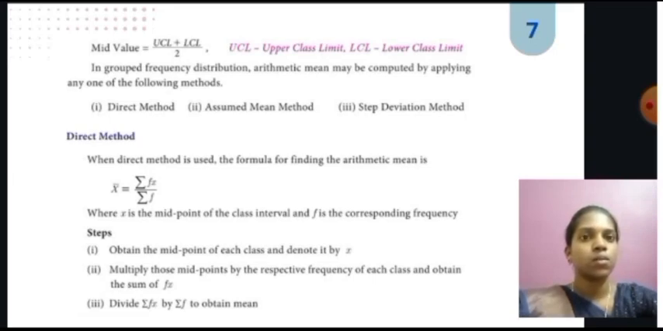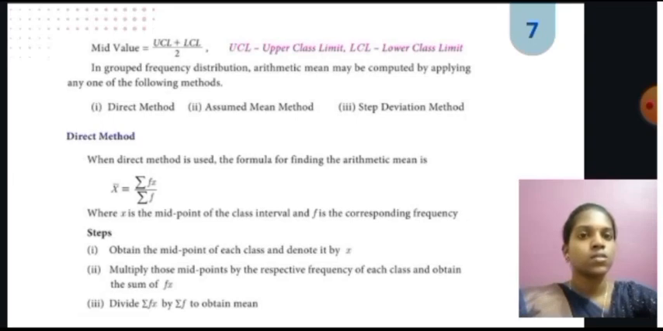So there are 3 methods. The first is the direct method, then the assumed mean method, and the final one is the step deviation method. So let's see about the direct method. When the direct method is used, the formula for finding the arithmetic mean is x bar equal to summation fx divided by summation f, where x is the midpoint of the class interval and f is the corresponding frequency.